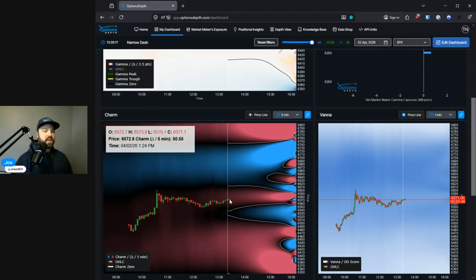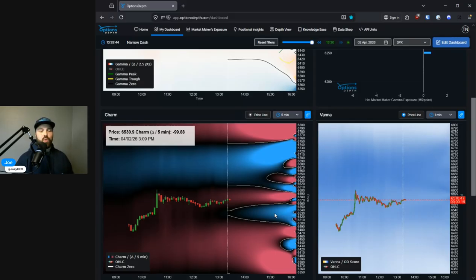Now, one thing to pay attention to is which side of the charm you're on. On my map, I have custom colors, but anything with a positive charm value means the delta of their book is increasing. So they have to sell futures passively to offset the delta as it increases with time. And vice versa. If it's a negative charm value, like you would see down here with 100, then their delta is going to decrease with respect to time. They have to buy futures.